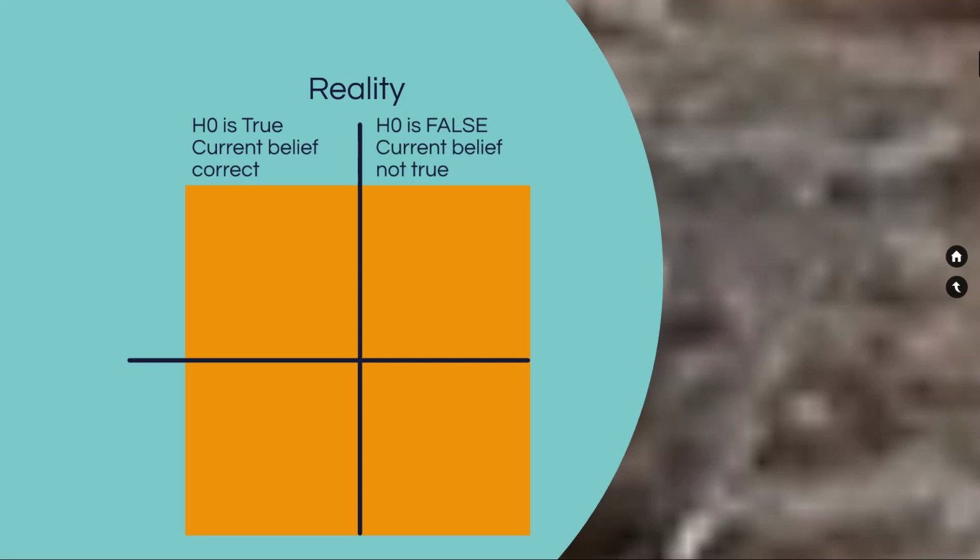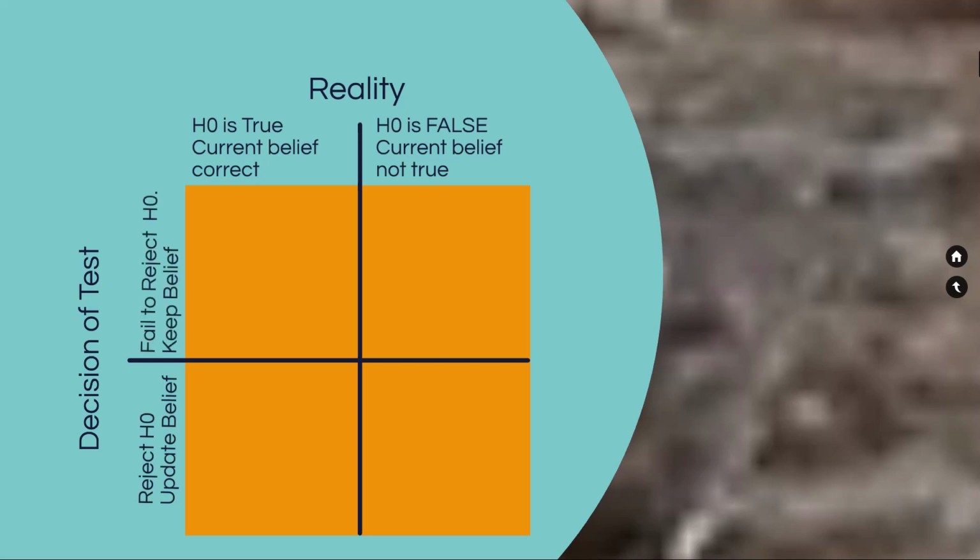So let's talk about error and power. So we can think about all the outcomes of a hypothesis test using a 2x2 grid. So there is a reality. Either your null hypothesis, your current belief, is correct, or it's not, right? It's only one of the two things. There's also the decision of the test. You either decide to update your belief. You forego your current belief in favor of some alternative belief, or you don't. You fail to reject your current belief and you decide to keep it for now.